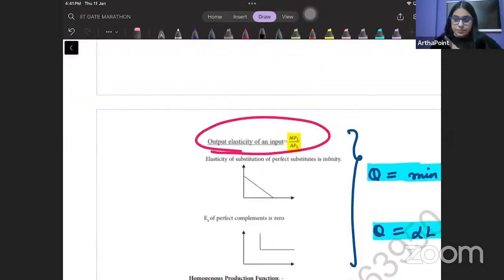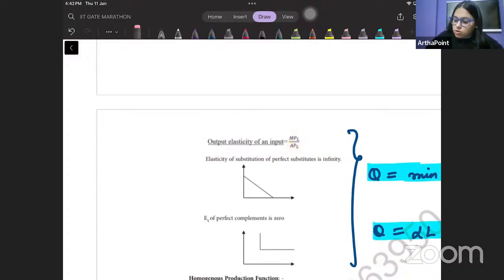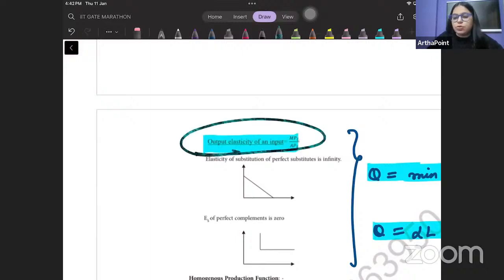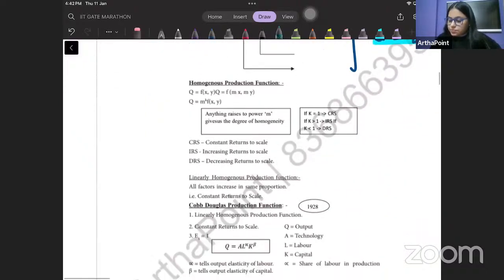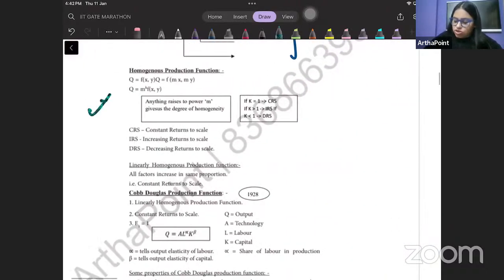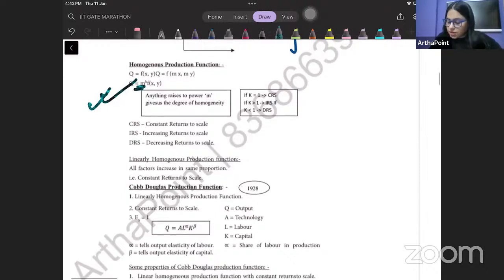Sometimes in exam, they will just ask you this formula. So this formula is equally important, that the output elasticity of input is MPL by APL. This is very important and you should be aware of this. Okay. Then you have homogeneous function. Any function जिसमें हम scale करके factor को बाहर निकाल पाएं, m को बाहर निकाल पाएं, that's a homogeneous function.